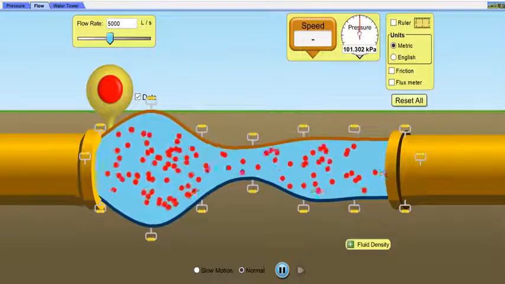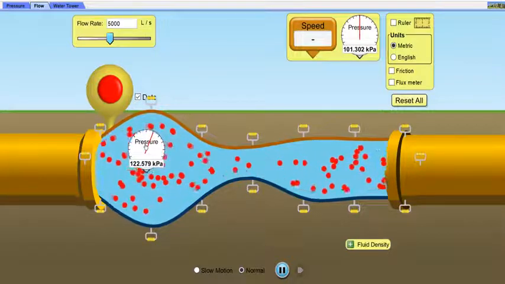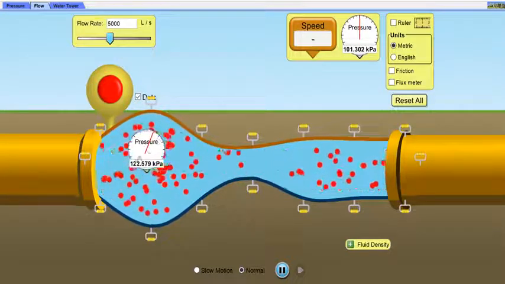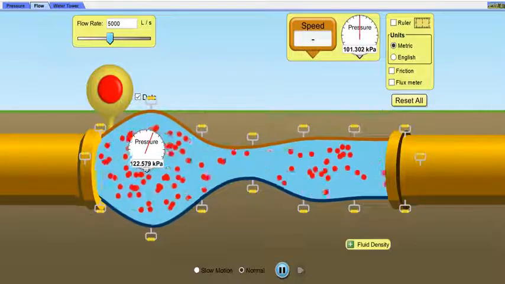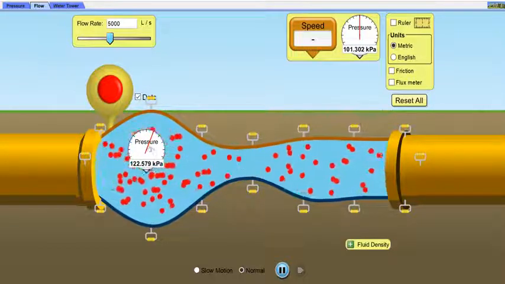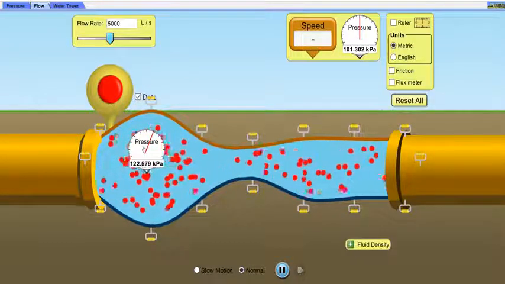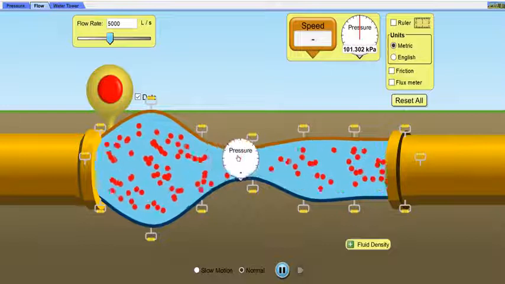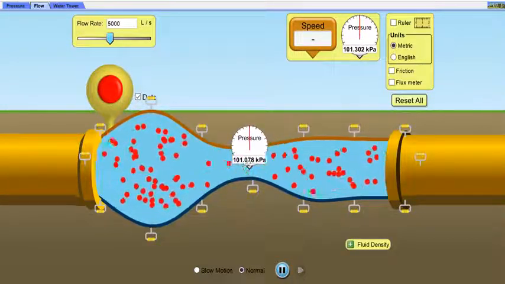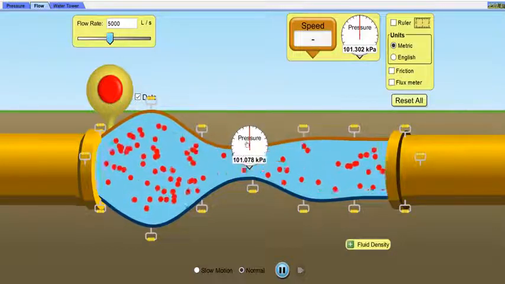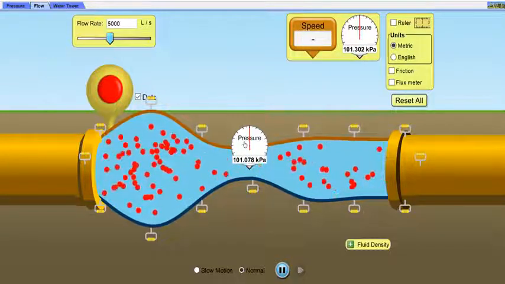So let's measure it. You see that at this place we have a smaller velocity, so the area is larger, and the pressure is 122.579 kilopascal. Pascal is the unit of pressure, so you remember 122.5. And at this place, as I move, it becomes 101. It has reduced because the velocity of the fluid is high at this place.